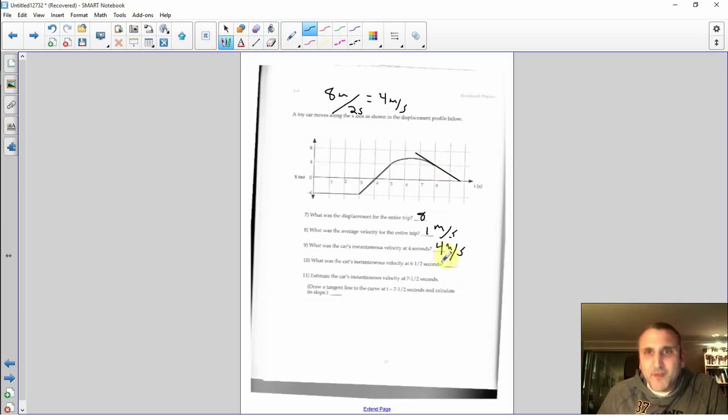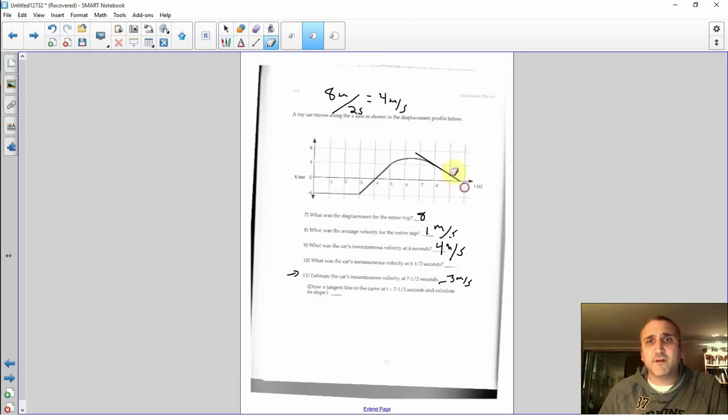So, sorry, instantaneous velocity at 7.5 seconds. I skipped 10. I'll come back to it. I'm doing number 11 right now. At 7.5 seconds, it looks to me like that slope is down 3 over 1. So I'm going to say negative 3 meters per second, but that's a guesstimate. You can have what you will. I wouldn't ask you to guesstimate something. I'd give you something on a quiz that you could very easily calculate.